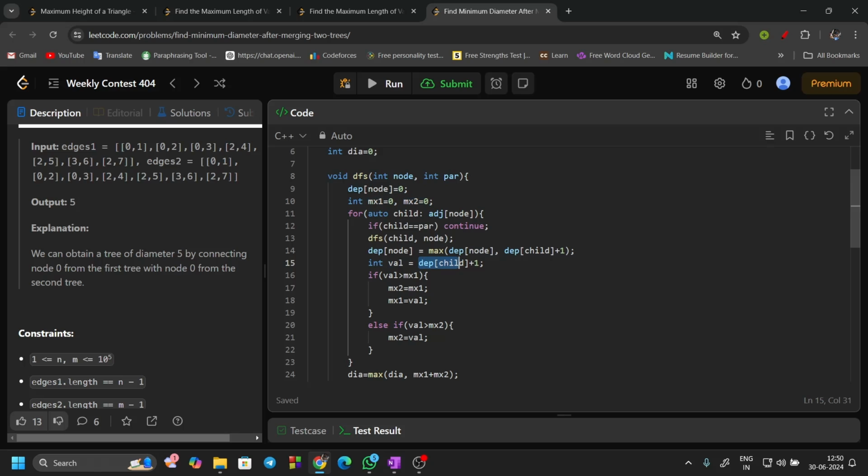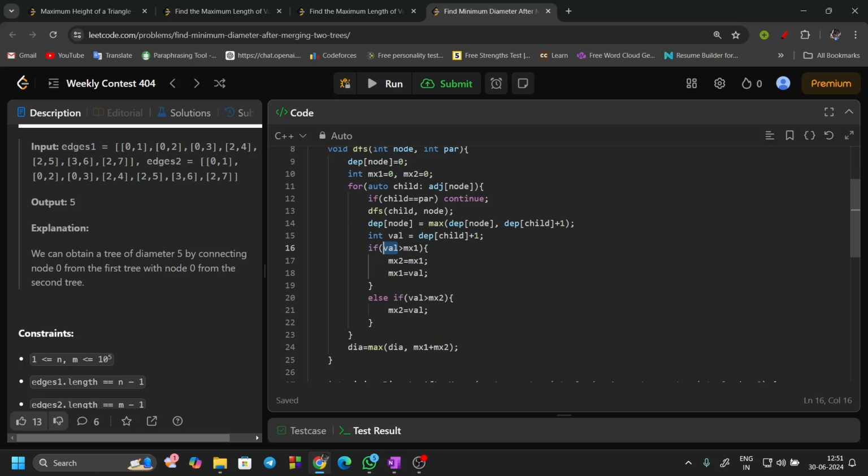So in val, I'm showing the depth of child plus 1. As I told, I'm doing the plus 1 in MX1 and MX2 only. This is the way to compute the top two. If val is greater than MX1, we'll make the second maximum the first maximum, and the first maximum would be val because this is greater than the maximum one. And if this is greater than just the second maximum, this is the second.